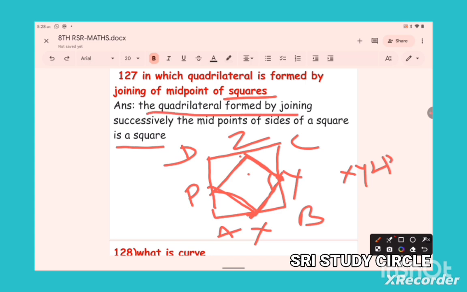The quadrilateral formed by joining successively the midpoints of the sides of a square is known as a square. So XYZP is a square. X is the midpoint of AB, Y is the midpoint of BC, Z is the midpoint of CD, and P is the midpoint of AD. So XYZP forms a square.